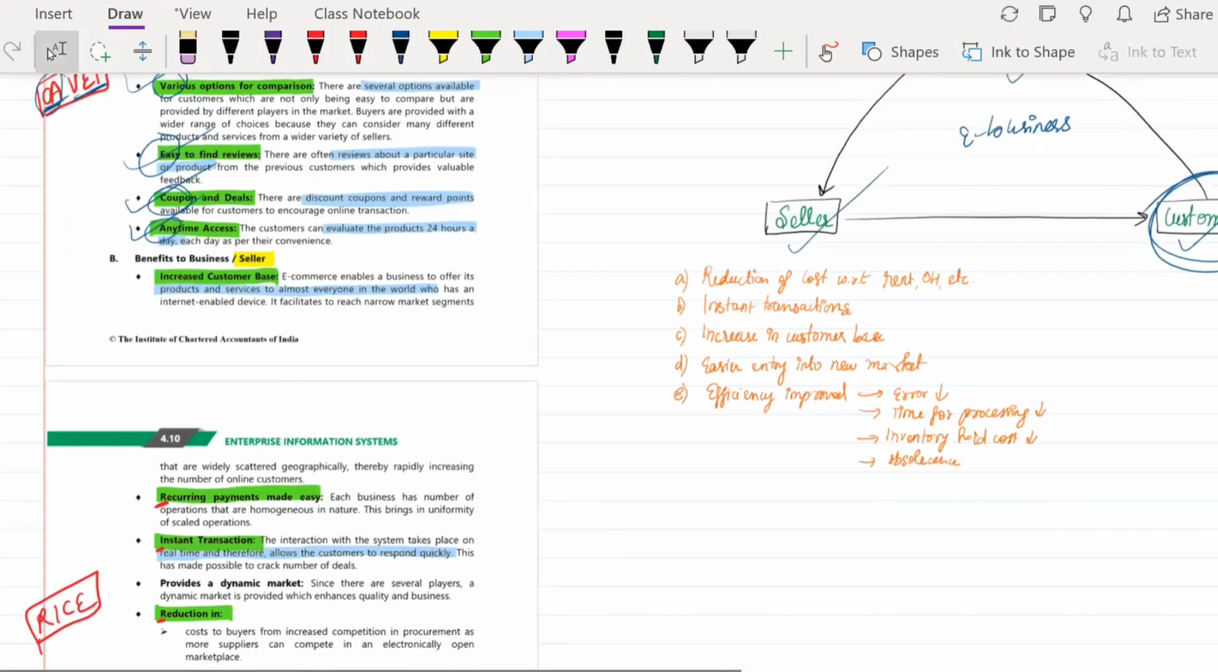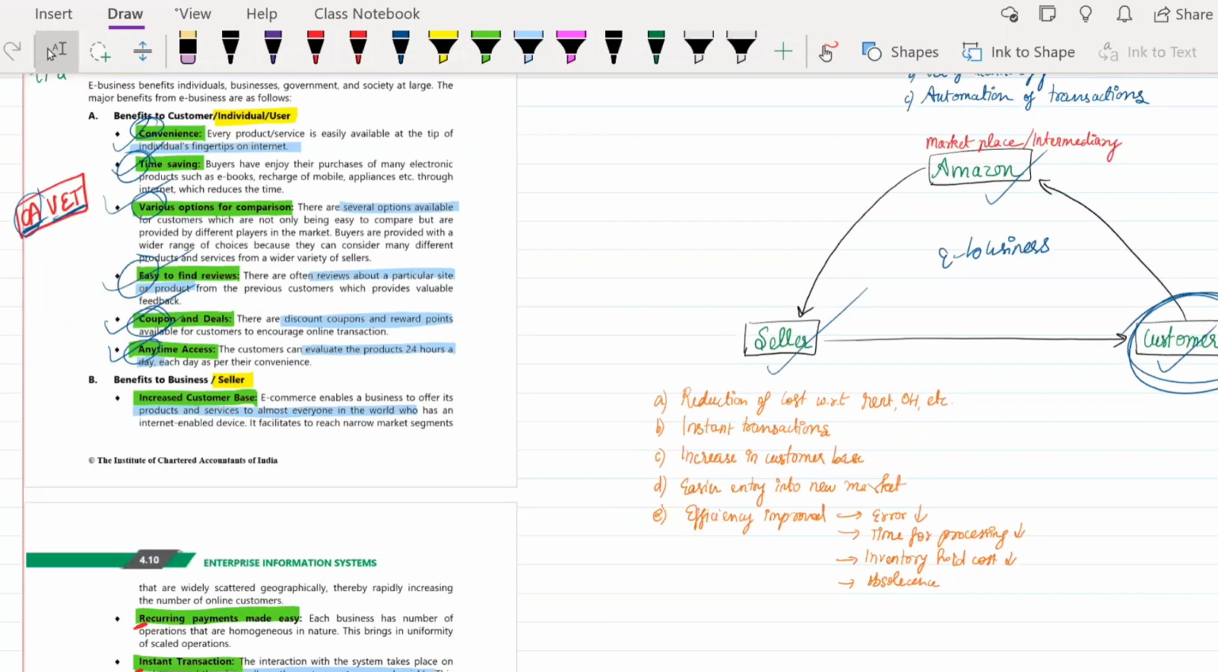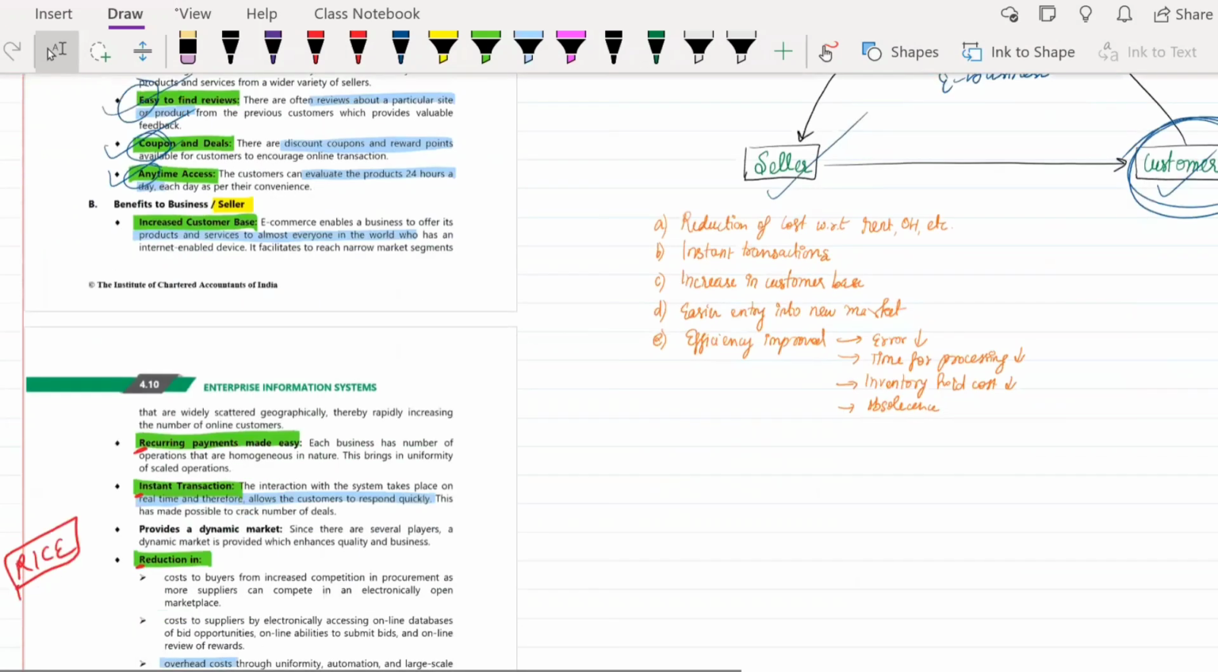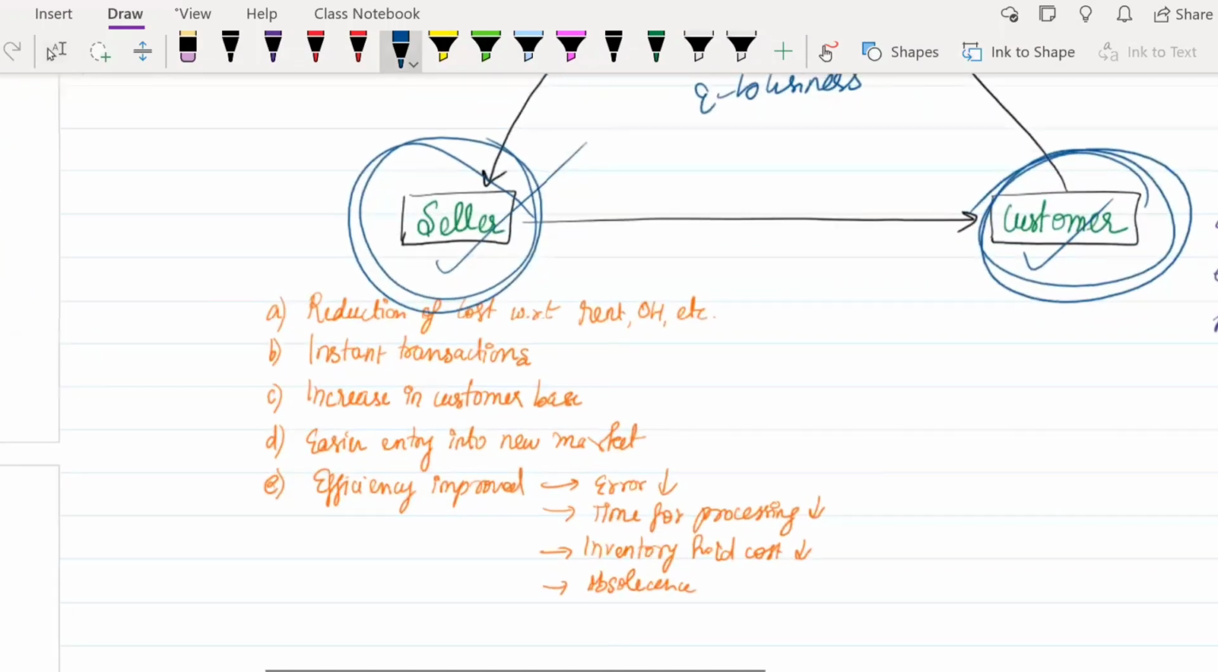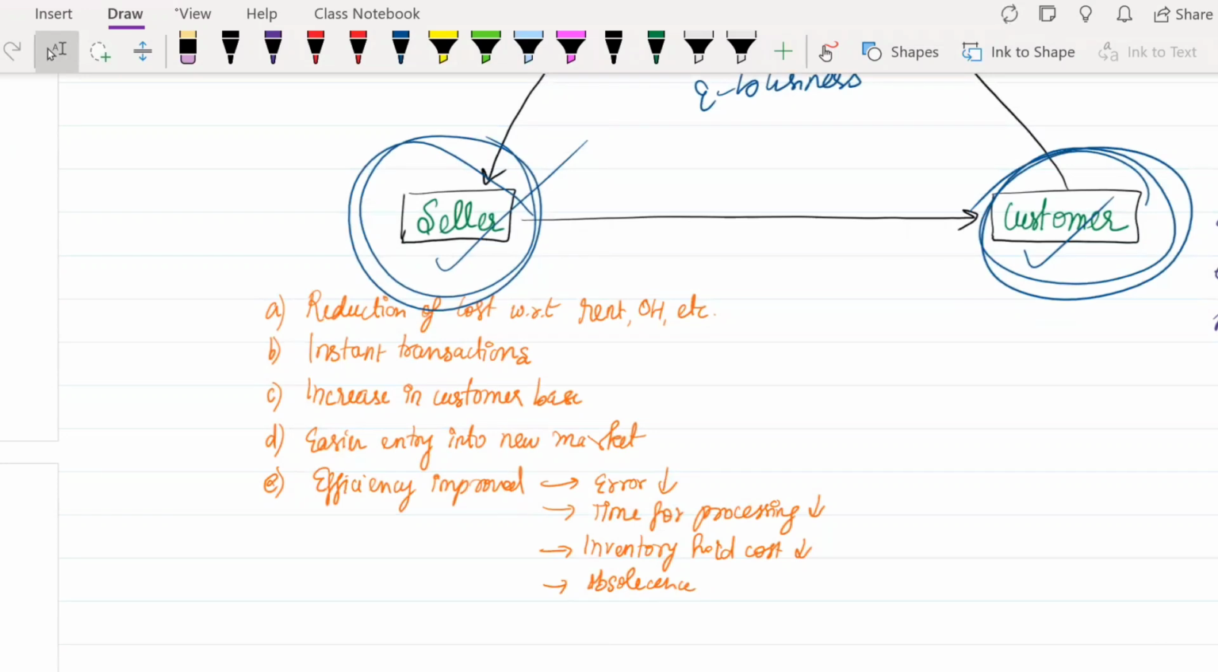Now we have read the advantages for customers or individuals or users. Next, we are going to read the advantages for the seller who sells on such e-businesses. When a seller comes to sell on an electronic platform, first he does not need to have an offline shop or a building to display the products. So there is a lot of cost that gets saved, for example the rent, overheads and electricity bills.